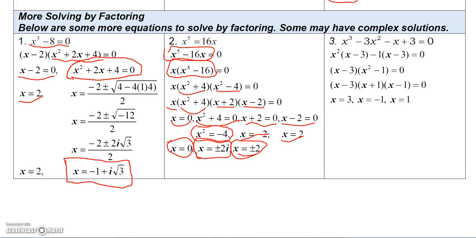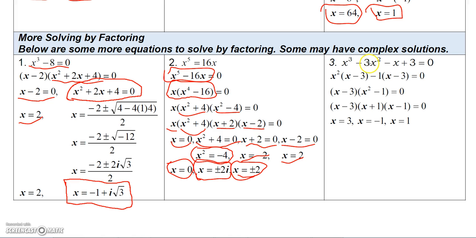And then I have another one here. So this last one I'm going to factor by grouping. So take the first two and factor the x squared out. I get x squared times x minus 3. And then take these two and factor minus 1 out. I'll get minus 1 times x minus 3. And then I can factor the common factor x minus 3 out. And so I get x minus 3 times x squared minus 1. And then you can factor the x squared minus 1 into x plus 1, x minus 1.